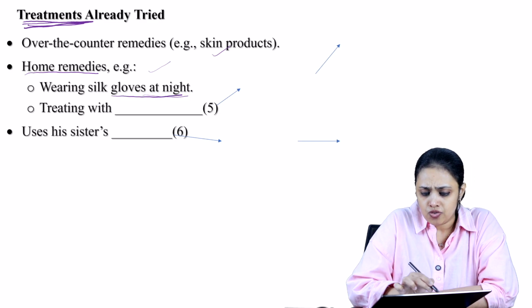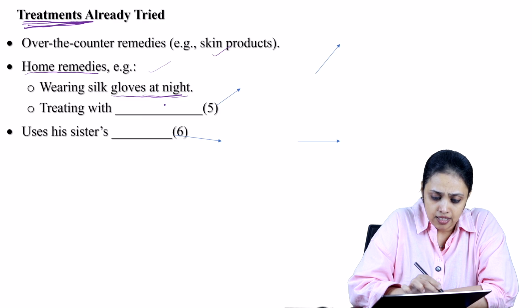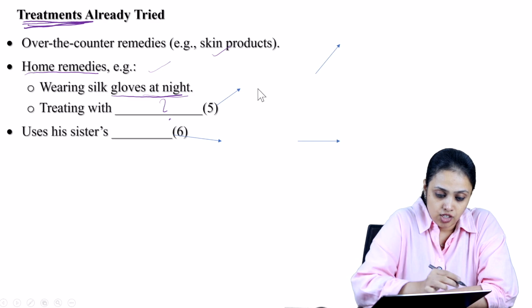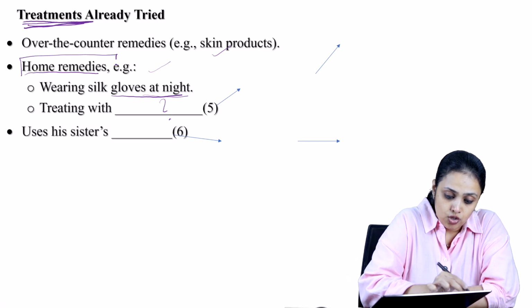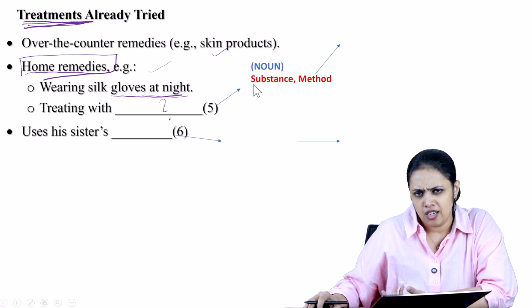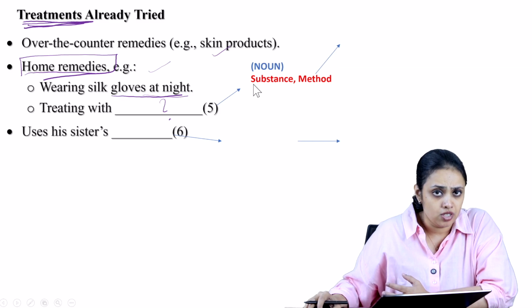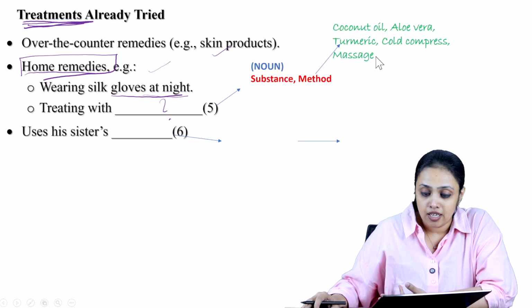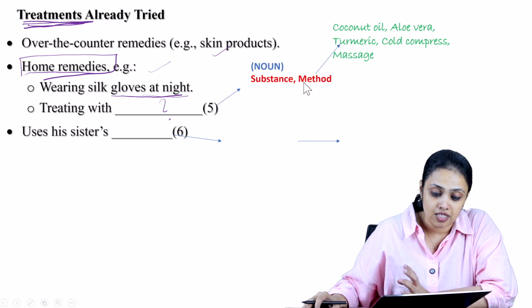Treating with. So treating with, what can come in this blank? So what we should be expecting in that blank? The entire section talks about home remedies. So what we can expect here is a home remedy which the patient is currently on. So we can expect a noun there, as in a substance that the patient is trying, as in some home remedies like coconut oil or aloe vera, turmeric, or it can be a method like cold compress or massage. That is something that we're expecting here because it's a home remedy.